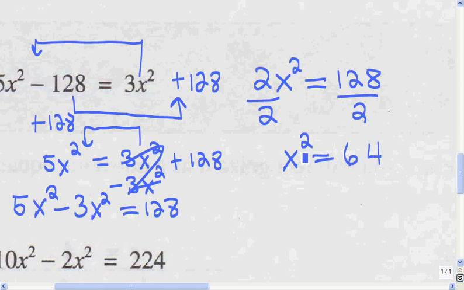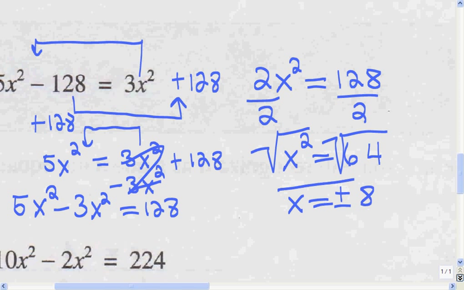Now that I've isolated the variable on one side, to get rid of this square, I use my radical function. So the square root of x squared is x. And the square root of 64, well, let's see if 64 has a square root. 5 times 5 is 25, 6 times 6 is 36, 7 times 7 is 49, 8 times 8 is 64. Cool. 64 has a square root, so it's positive and negative 8. That's my answer.